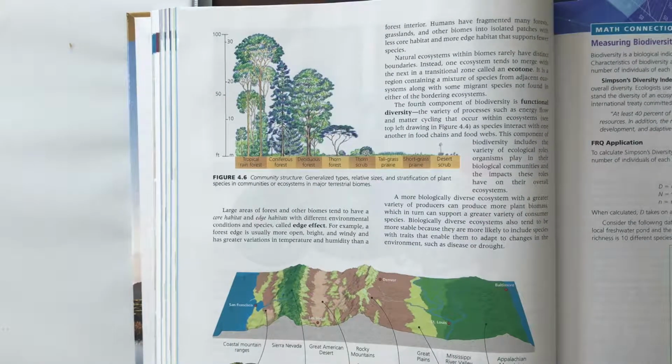Let's see, how does human-caused habitat fragmentation affect the amount of core habitat and edge habitat present? So let me go grab a pen, hold on a second.